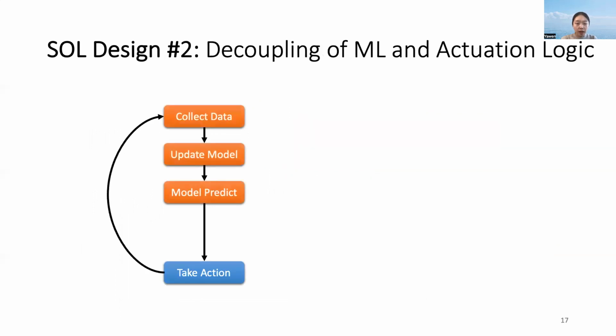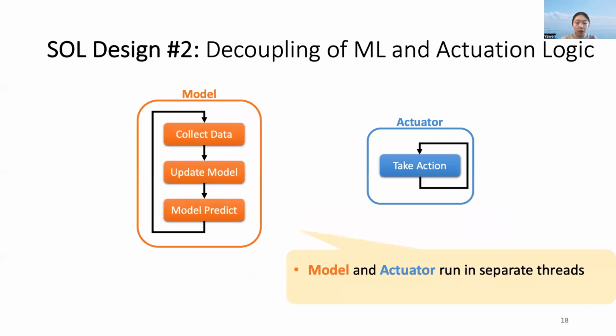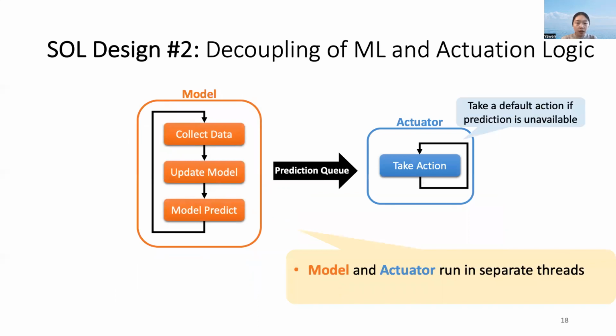Next, SOL decouples actuation logic from the ML logic, splitting them into the model and the actuator. The model and the actuator run in separate threads, and the model communicates with the actuator through a prediction queue. If the actuator does not receive a prediction in time from the model, instead of relying on a stale prediction, it can fall back to a default action as specified by the agent developer. Now the actuator won't be blocked by delays from the model, which is more likely to happen because the model thread carries out more compute-intensive work.